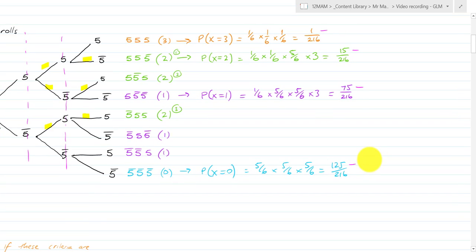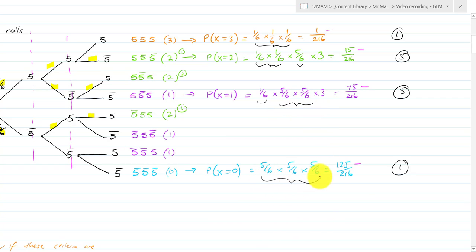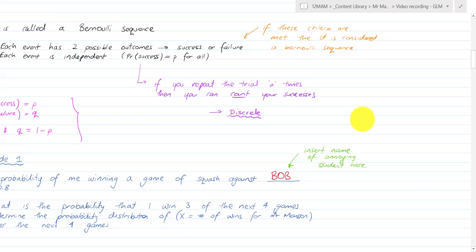So what I'm going to do instead is go back up to here and recognize that there is a pattern emerging. There is a 1-way, 3 ways, 3 ways, 1-way pattern emerging. And there's also a pattern emerging here. That's p cubed, that's p squared times q, that's p times q squared, and that's q cubed. So let's go down and have a look at a summary of this pattern and then use it for example 1.